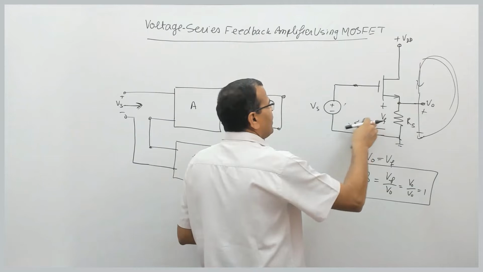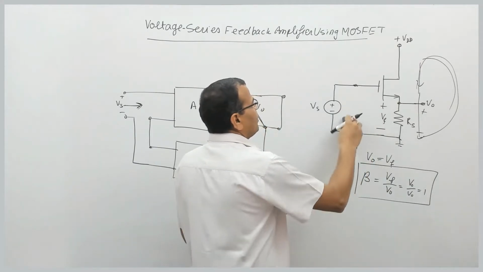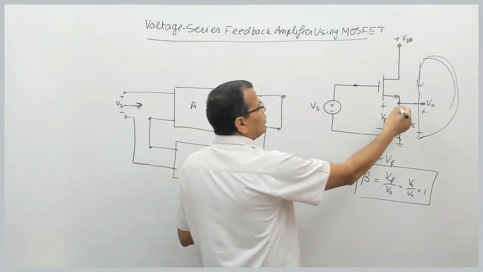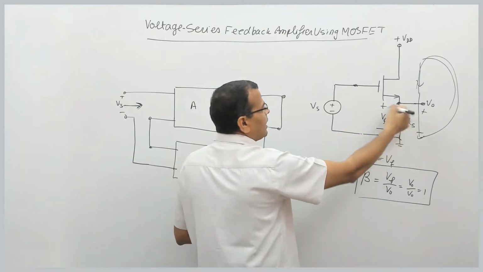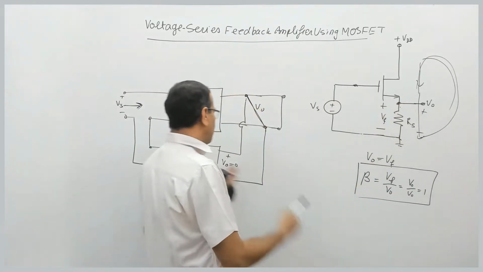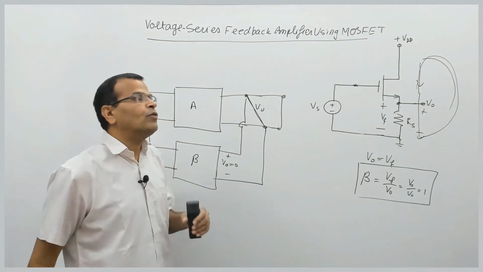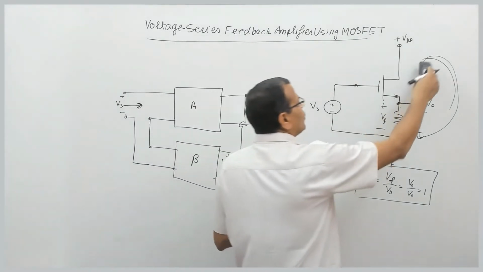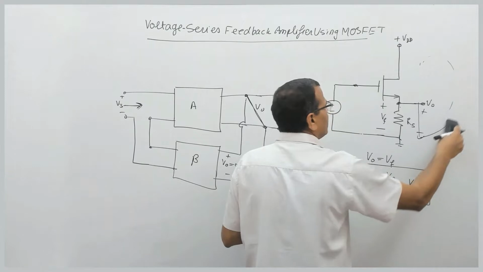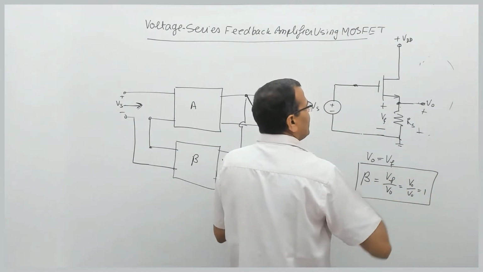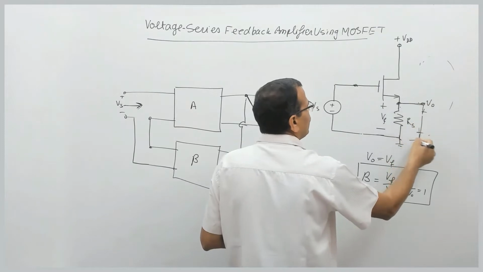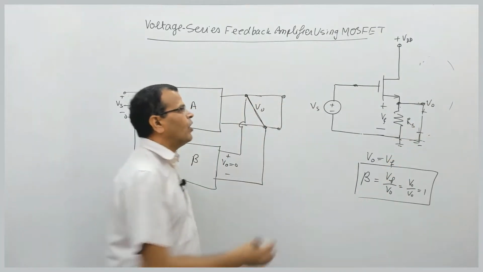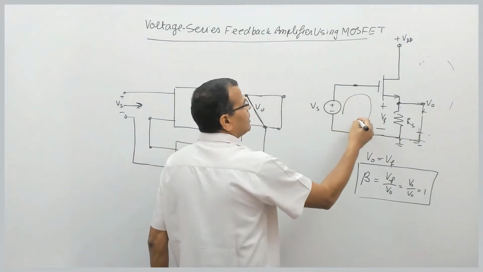For identification of input circuit without feedback loading, here it is voltage sampling, because the output voltage itself is coming as a sample to the feedback network, that beta itself. So to identify the input circuit without feedback loading, I need to reduce this to 0. It means short it. And when you short it, you can see what is there in the input loop.